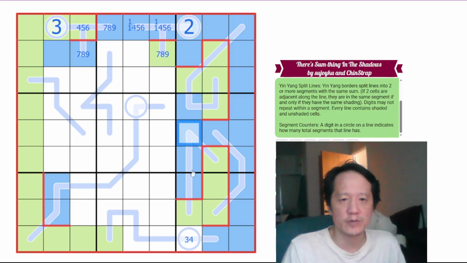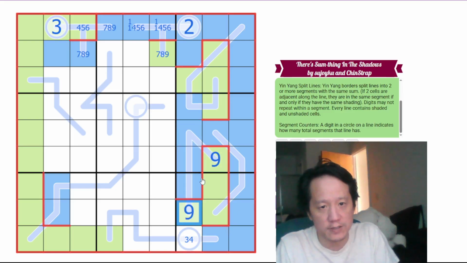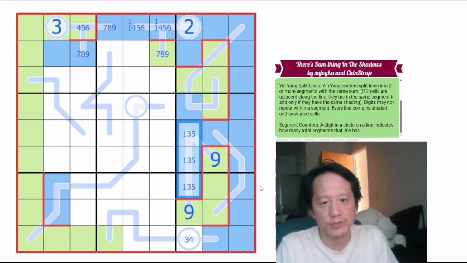This must be the sum of 3 digits that add up to it has to be 9. What's the minimum here? It can't be 134 because that would eliminate all possibilities for that cell. So minimum has to be 135. So this must be 9. This is 9. This must be 1, 3, and 5, which eliminates 3 here. So this is 4.